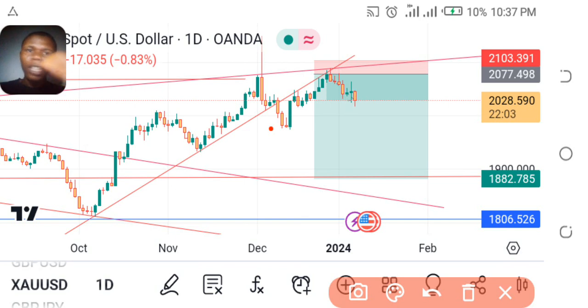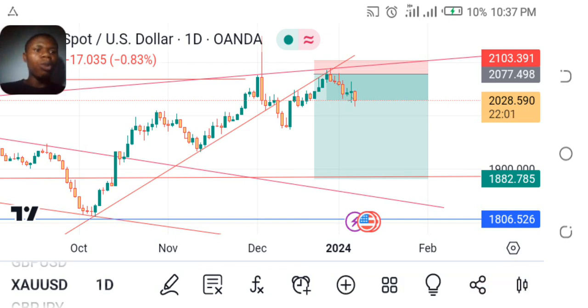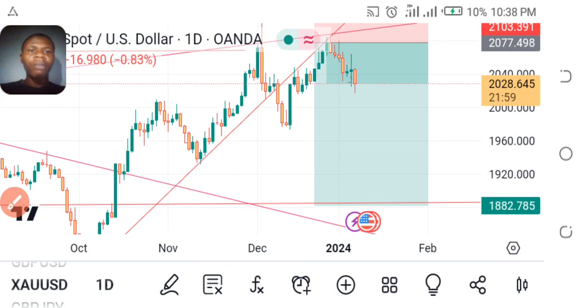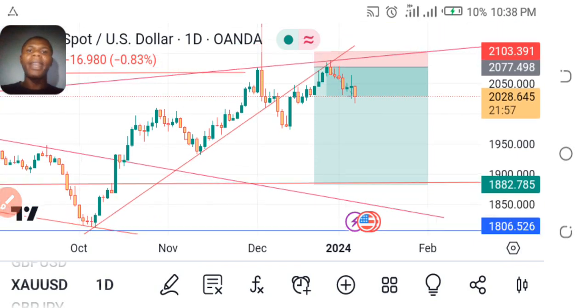Let's go closely. Okay, let's zoom in closely so we can get this picture clearly. Don't forget, I said I look for market structure in an area of value. Now, area of value is the trend line.